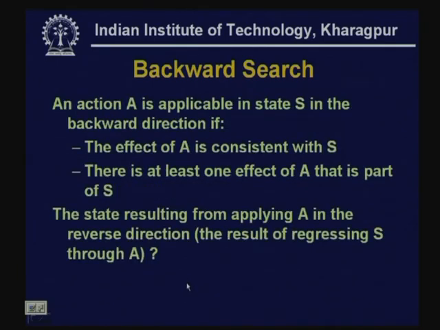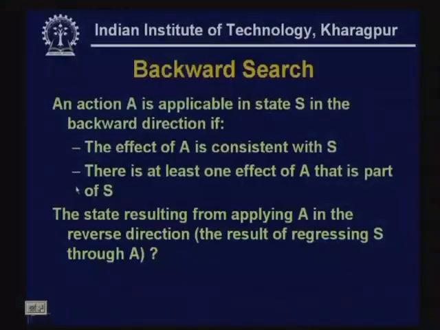Now, in backward search, we say that an action A is applicable in state S in the backward direction if the effect of A is consistent with S, that is, there is at least one effect of A that is part of S, and the state resulting from applying A in the reverse direction is called the result of regressing S through A. So, we will look at that later. First of all, let us see which are the actions that we will consider from a goal. First of all, you can see the second point is very clear.